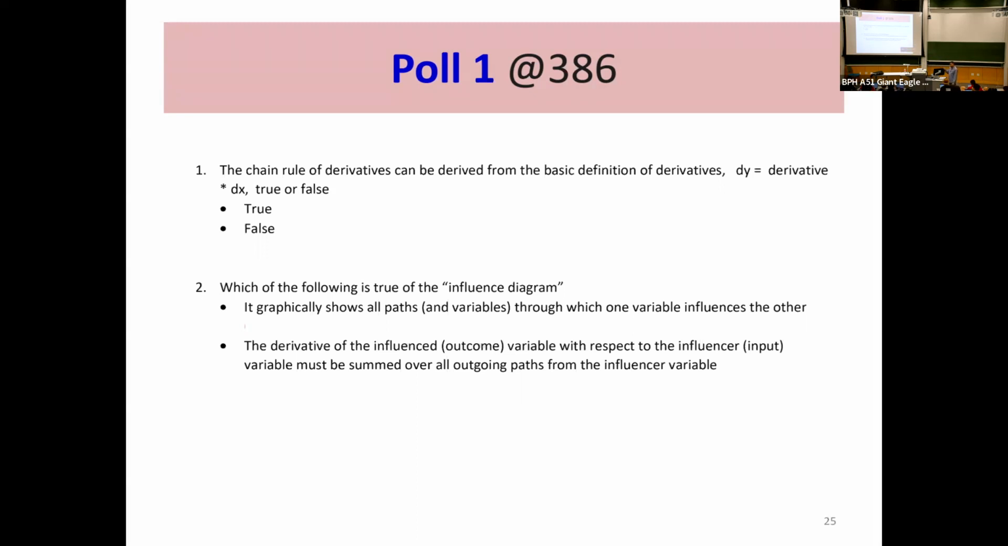Okay. Can anybody answer the first question? What is it? True. And the second one? Which of the following two are true? First one, both of them are true, correct? So we just went through that. So, all right, just to drive the point home.